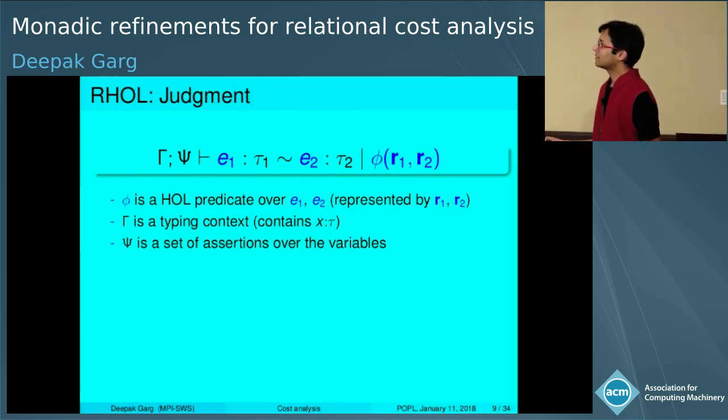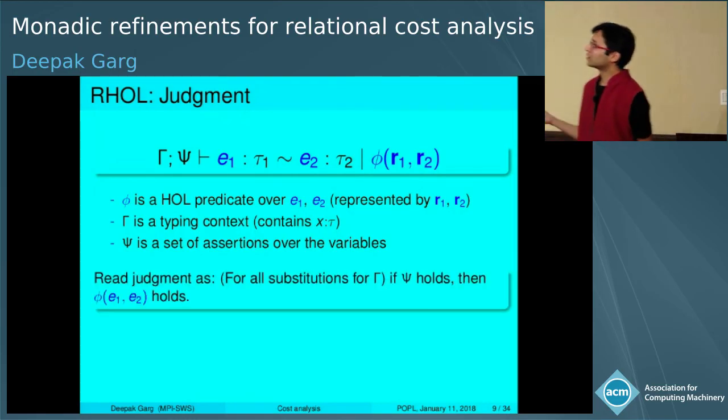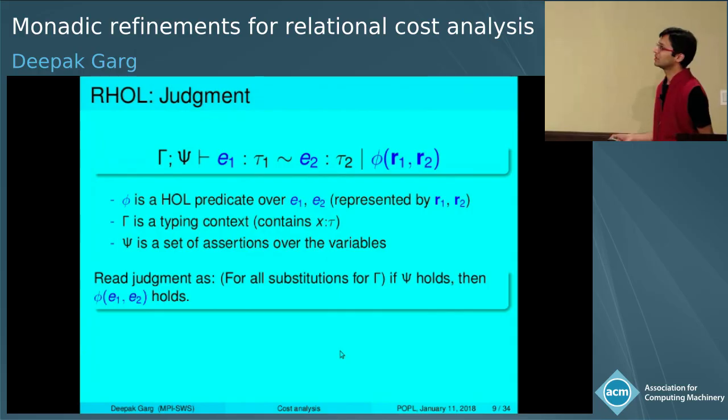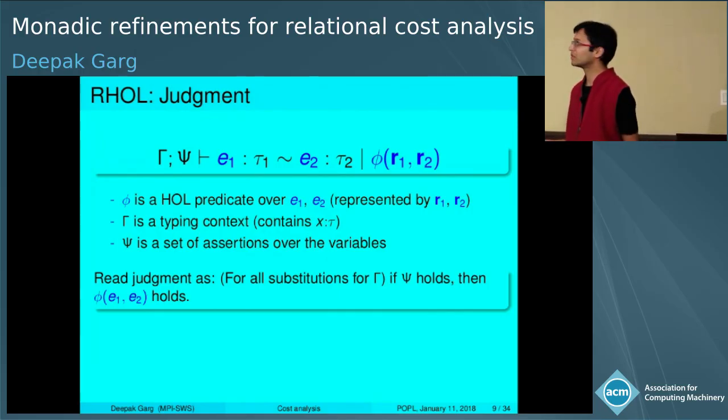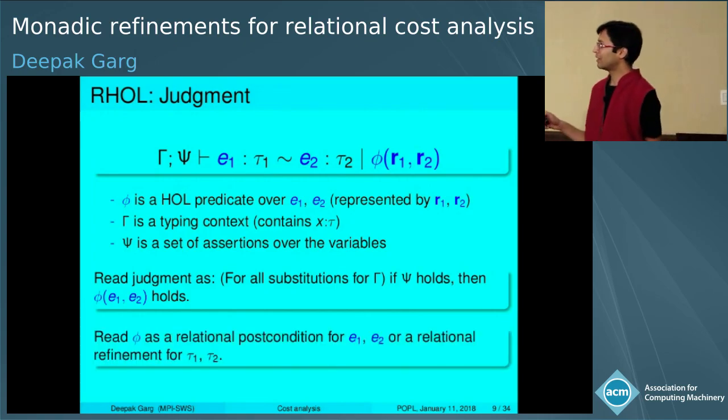There are two typing contexts here. Gamma is a simple typing context, which contains the types for all the free variables in E1 and E2. And psi here is a set of assertions over the variables. So you might say that x1 is less than or equal to x2. These are just assumptions about the variables. They are also HOL formulas. You should read this judgment as basically saying: for all substitutions for gamma, if psi holds for those substitutions, then phi of E1, E2 holds. And the key thing here is that you can read this phi either as a relational postcondition that relates E1 and E2, but interestingly, you can also read it as a relational refinement for the pair of types tau1, tau2 that happens to hold for this pair E1, E2.